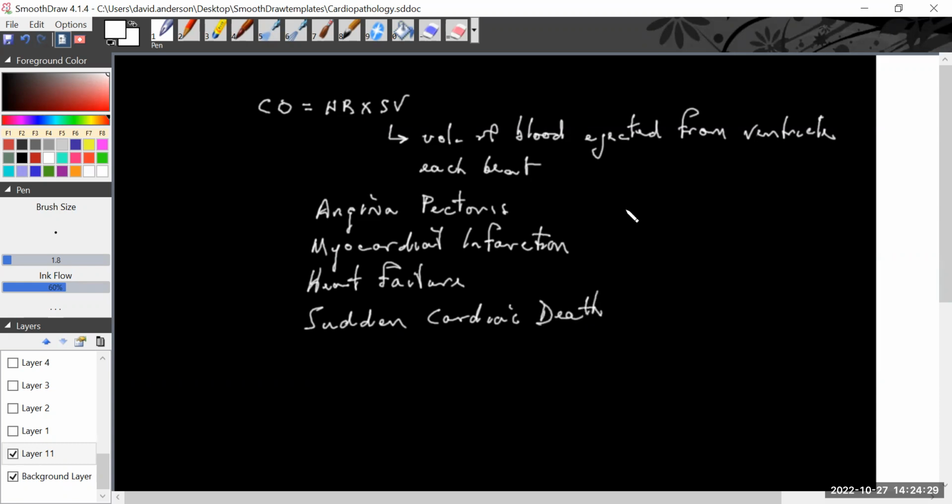And particularly in these last three scenarios, we would see some ECG, electrocardiogram changes. And those would be described as dysrhythmias.